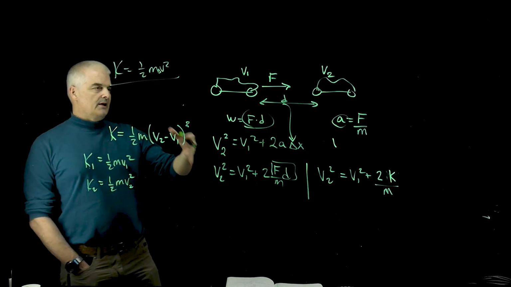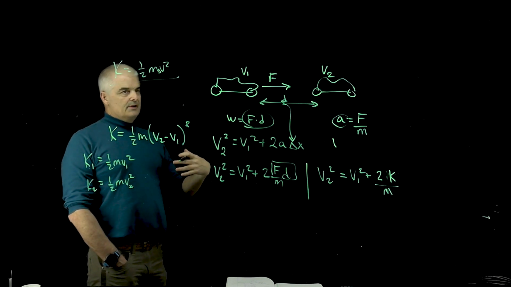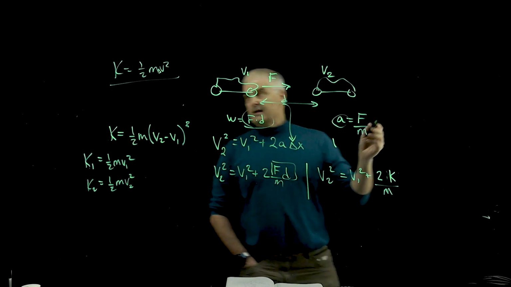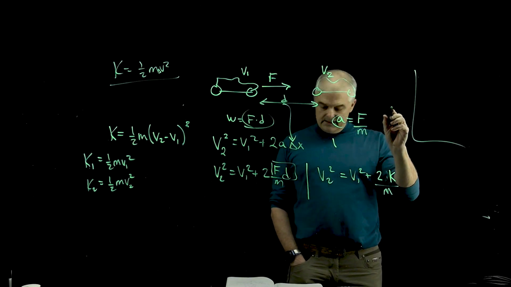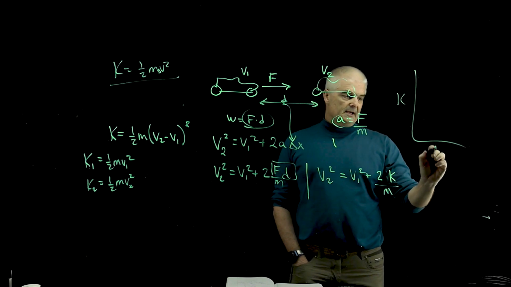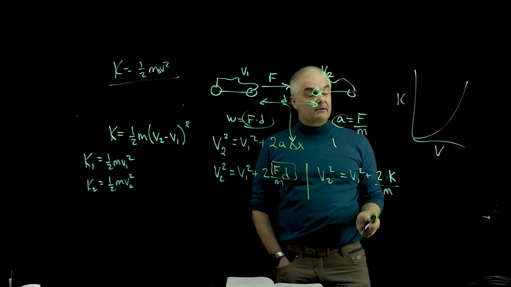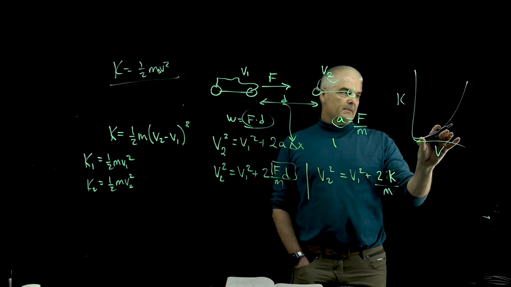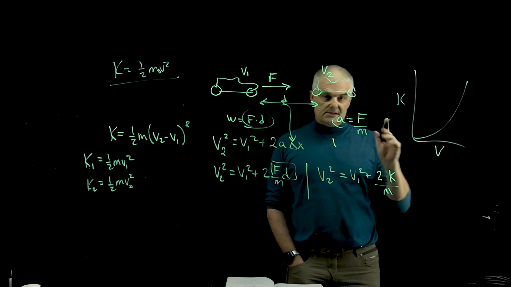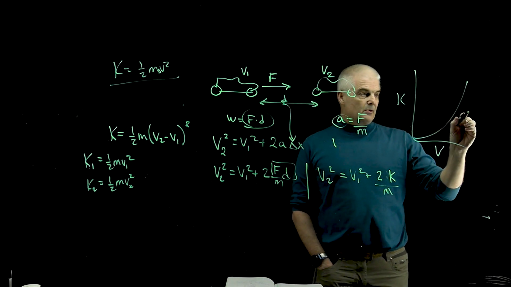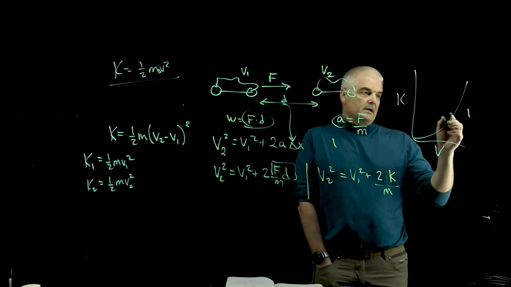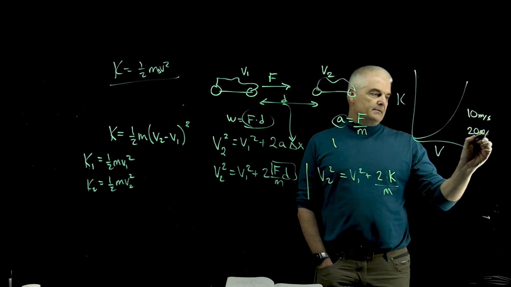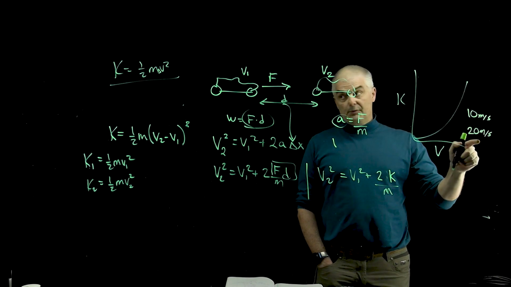So if you change the velocity of an object, you're going to get more kinetic energy. Let's sketch this. If you plot kinetic energy as a function of the velocity, it's going to be a curve like this, an exponential-looking function. And there are some important implications. Let's say that I'm going 10 meters per second, and then I double my speed. So have I doubled my energy?